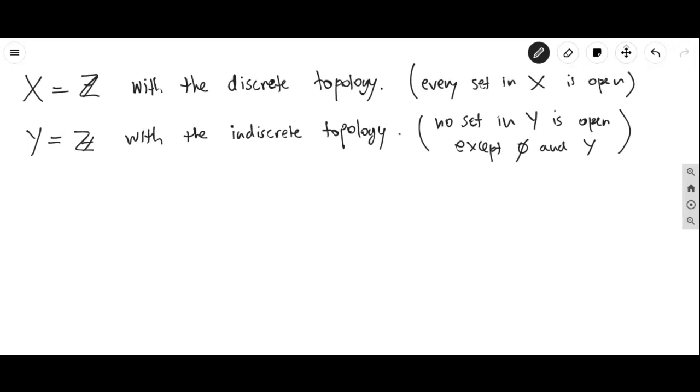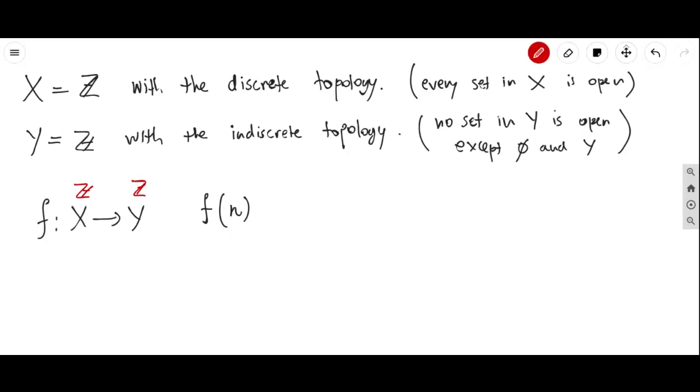So recall what we said. Indiscrete and discrete topologies are often good for trying to find counterexamples. And now we're going to define a function from X to Y. And the function is very simple. F of n. If you wanted to, you can just write it's a function from the integers to the integers. But then that would be a little bit confusing because you're using the same symbol, but there are different topologies. So that's why I prefer to use two different letters so you can distinguish them.